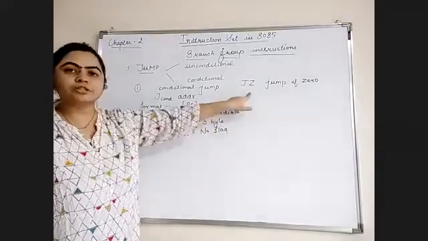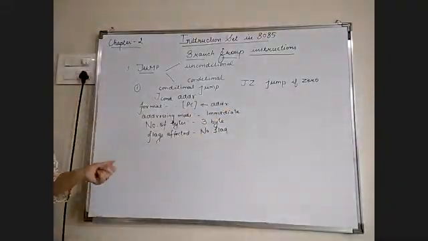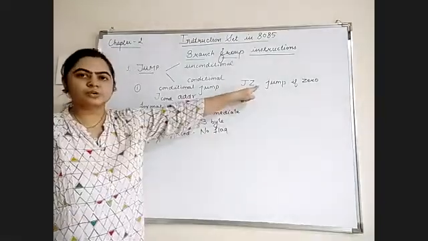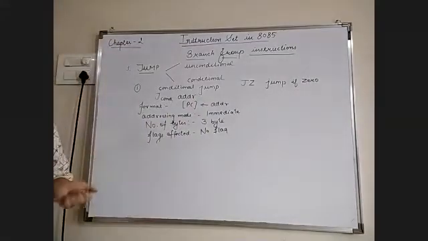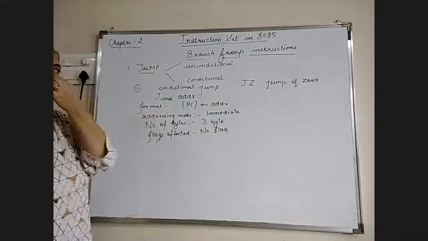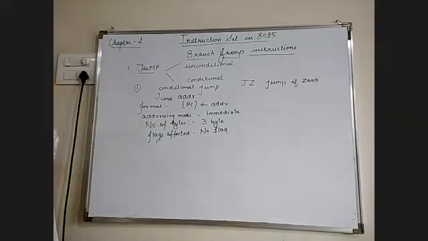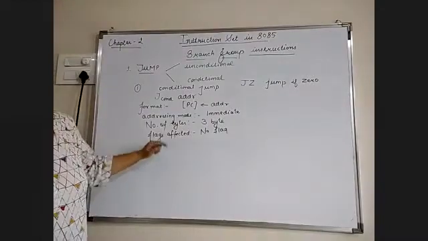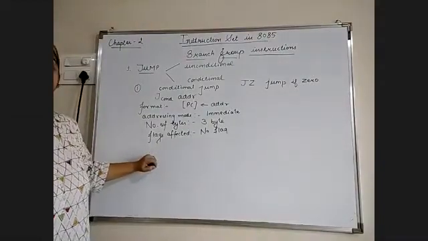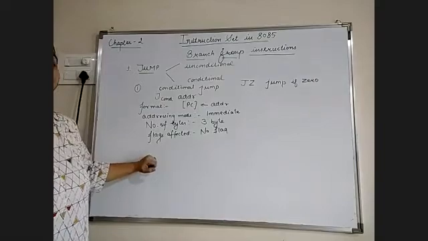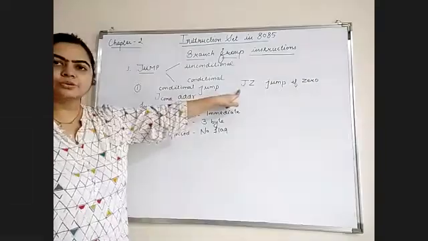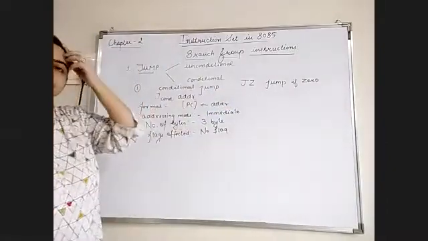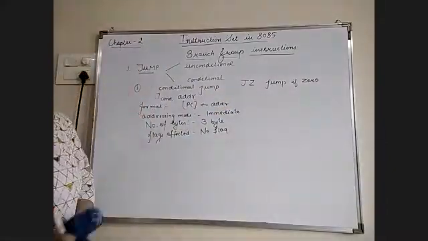Okay, jump if 0. If the result is 0, only then it will jump to the address which is given after this condition. And if the zero flag is having 0 value, that means it will stay in the main program only. That means if the result is 0, then this condition will be executed. If the result is non-zero, this instruction will not be executed or will be ignored by the microprocessor.